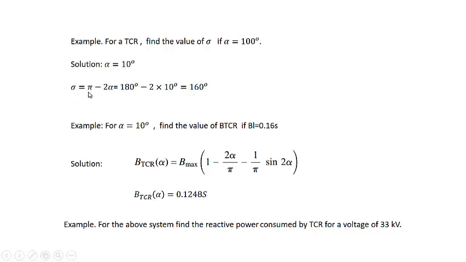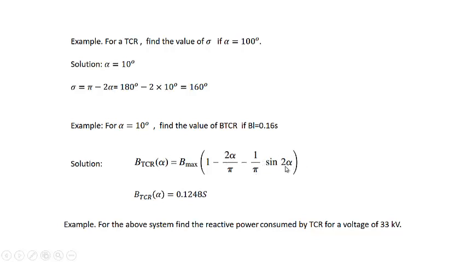So sigma is equal to pi minus 2 alpha, that is 180 minus 2 into 10, that is 160 degrees. Now, for alpha equal to 10 degrees, find the value of BTCR if BL is equal to 0.16 Siemens. So BTCR(alpha) is equal to B max times (1 minus 2 alpha by pi minus 1 by pi sine of 2 alpha). But you have to be very careful here by using this equation. Here alpha should be in radians.